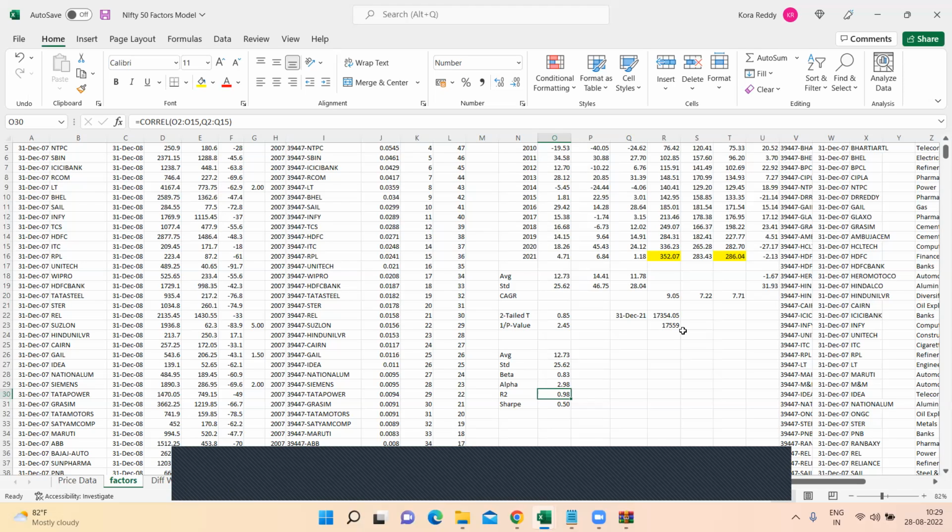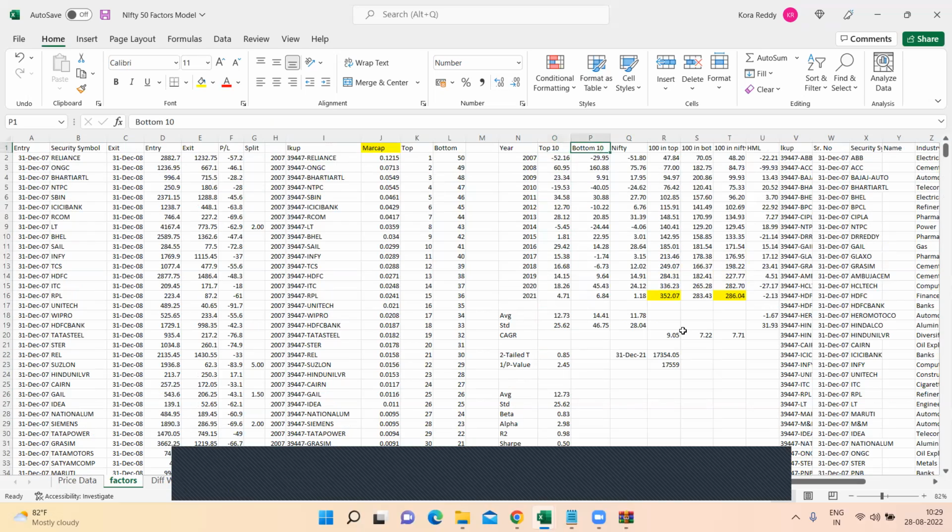But the point here is the top 10 market cap stocks outperform the bottom 10 market cap stocks, 352 to 283. And it outperforms Nifty as well.